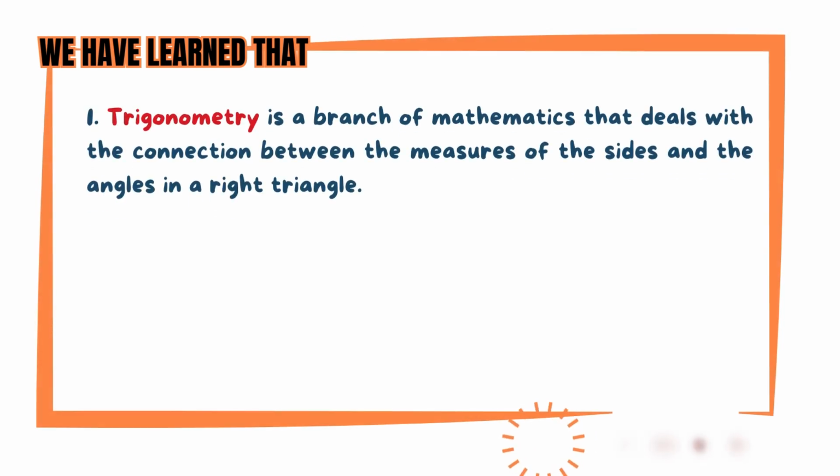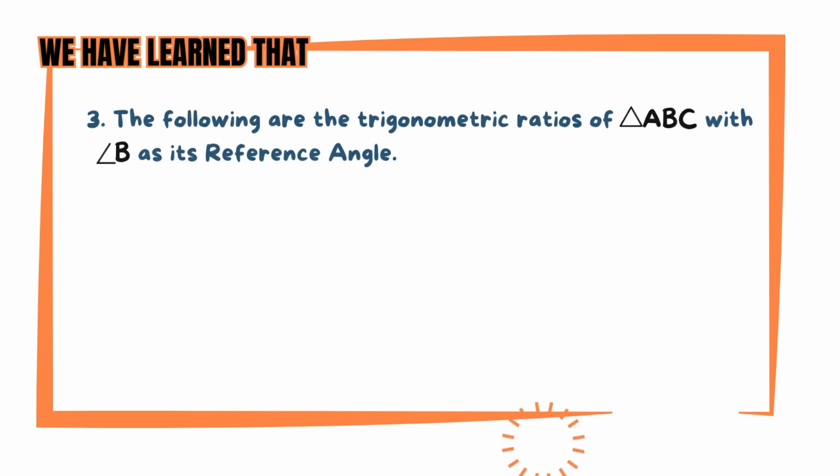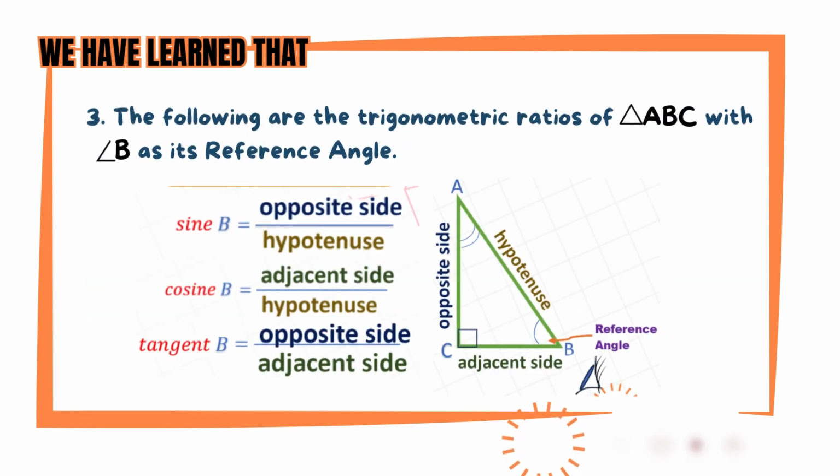Let us summarize what we have learned. We have learned that, first, trigonometry is a branch of mathematics that deals with the connection between the measures of the sides and the angles in a right triangle. Second, the ratios of the sides of a right triangle in relation to its acute angle are called trigonometric ratios. Third, the following are the trigonometric ratios of triangle ABC with angle B as its reference angle.